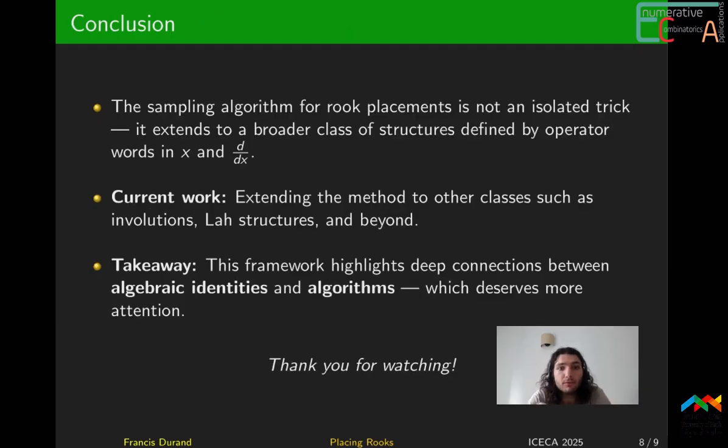This sampling algorithm for rook placement can be generalized and adapted to different structures. I am working alongside my PhD advisor on extending it to a broader class of structures, defined by the successive application of words in the operators d by dx and x applied to some function that is extendable in series. I believe that the main takeaway from this work is the importance of the link that can exist between algorithm and algebraic identity, a link that is often underexplored.